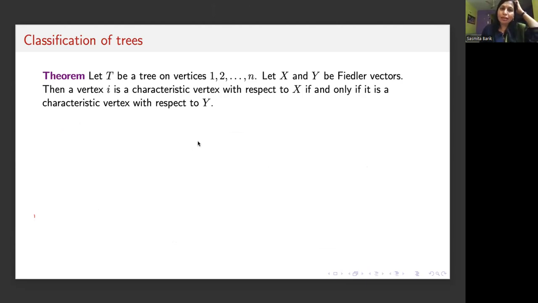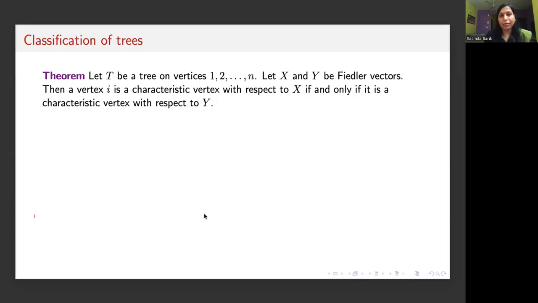And the second thing is, if you are taking a tree, and let's say x and y are both Fiedler vectors, and i is the characteristic vertex with respect to x, then i will be the characteristic vertex with respect to y. Actually, once the characteristic vertex comes for one vector, let's say multiplicity is more than 1. The first case was multiplicity 1. So in that case, a characteristic edge appears. But the other case is there can be a zero coordinate.